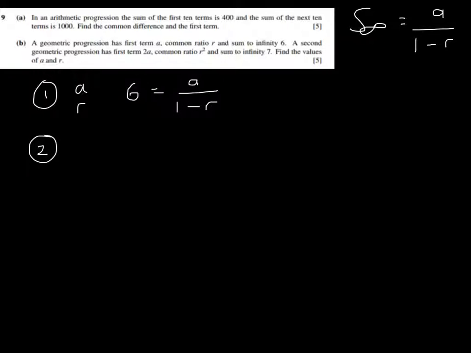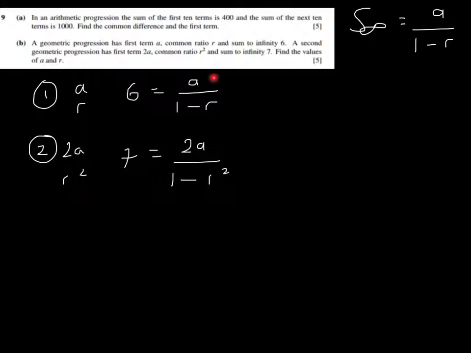For the second progression, the first term is 2A, the ratio is R squared, and this time the sum to infinity is 7. So 7 equals A, where A in this case is actually 2A, and our R value is R squared. Cool, so now what we've got is two equations with two unknowns, the A and the R, and we're going to have to solve them. And it's another simultaneous equation.